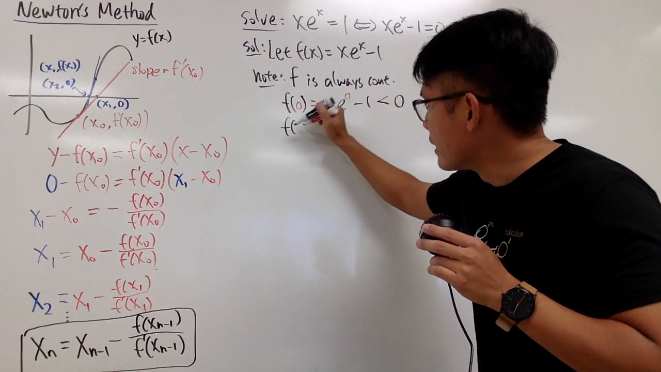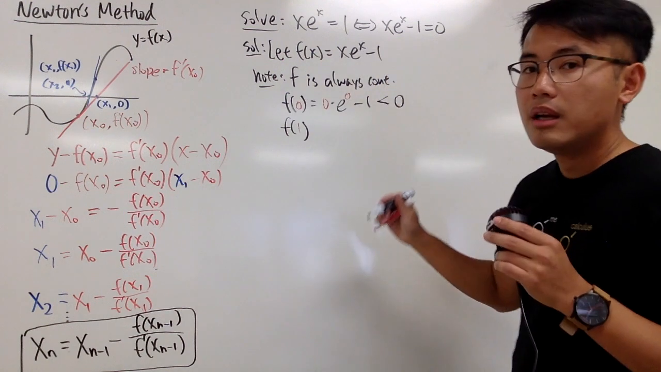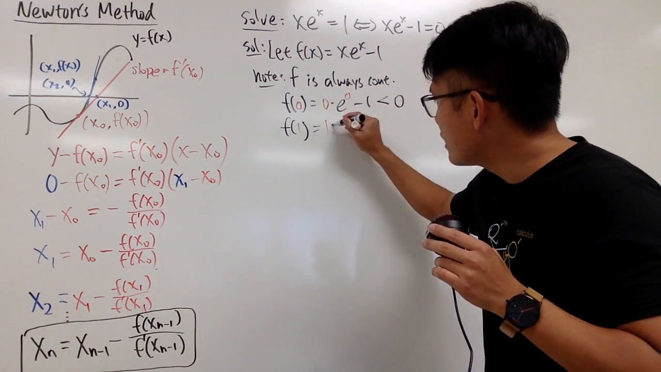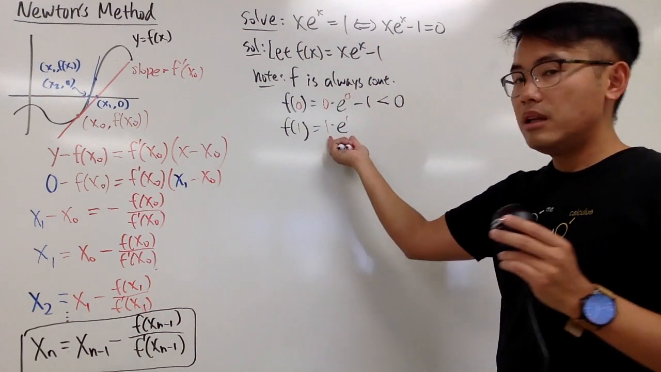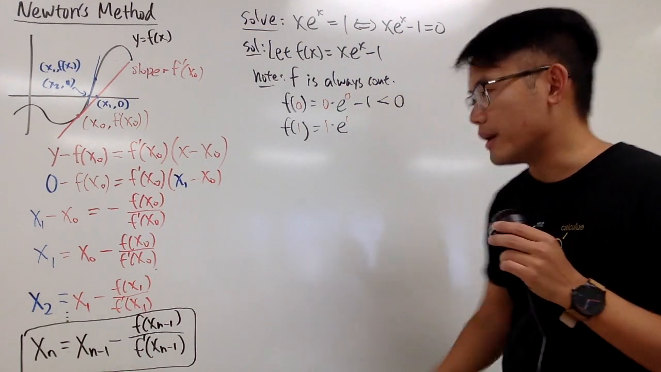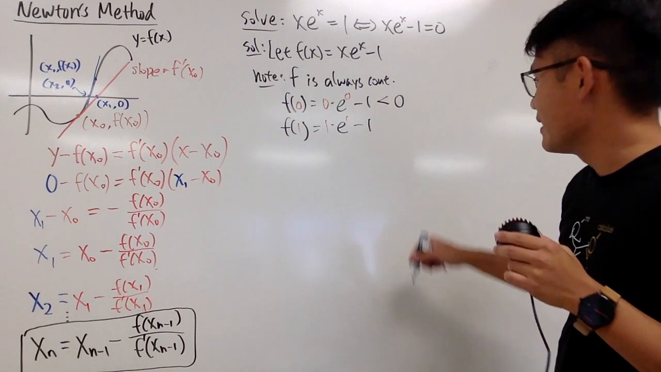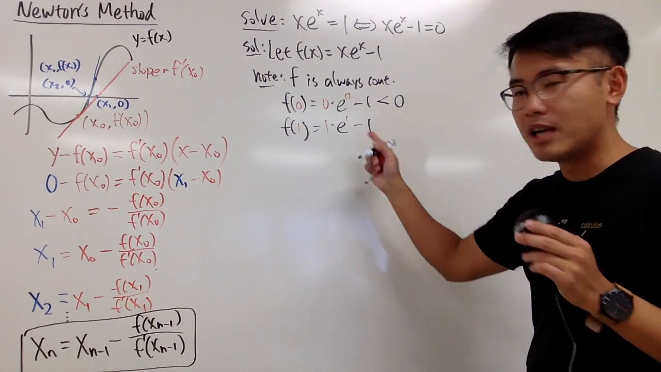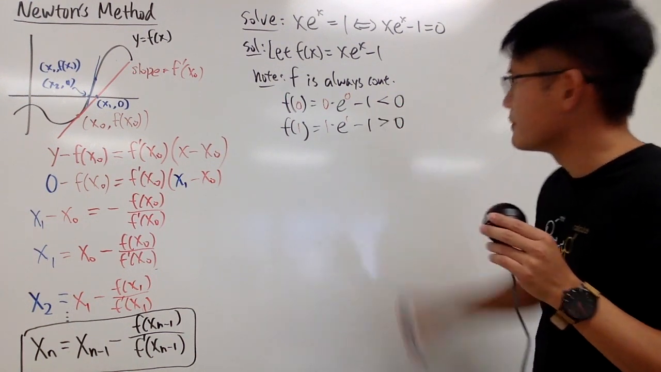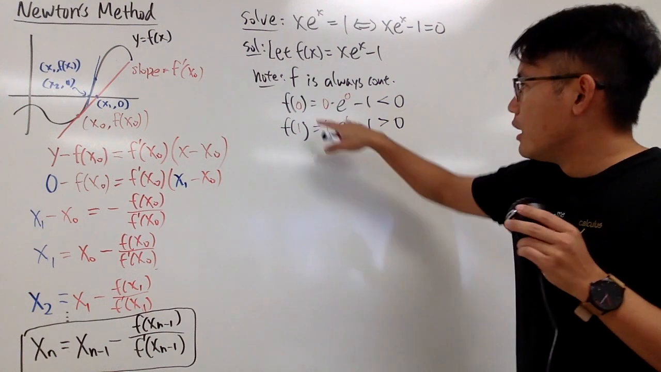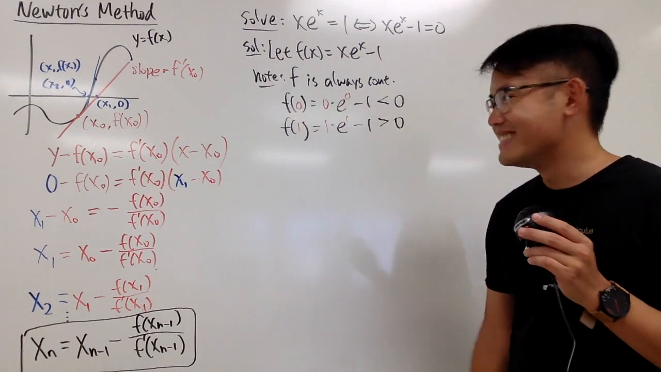And I will also plug 1 into this function. And you will see that this is just 1 times e to the first, and this is about 2.71828, etc. And then minus 1, it becomes 1.718, and so on. Anyway, I just care that this right here is actually positive. Now you see the f function right here.